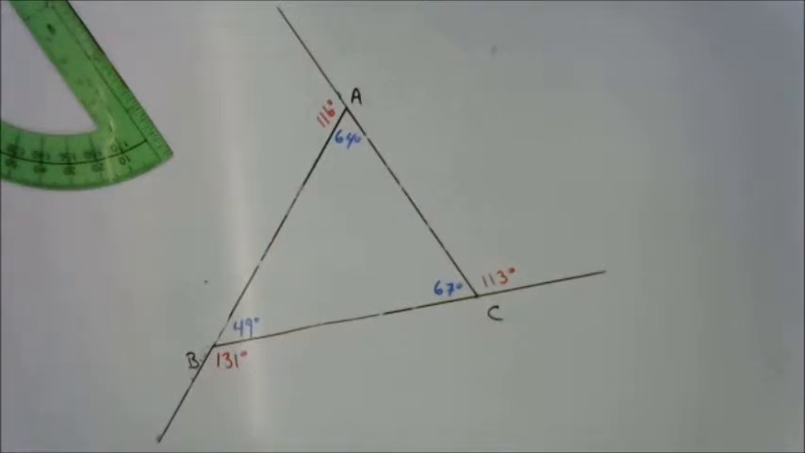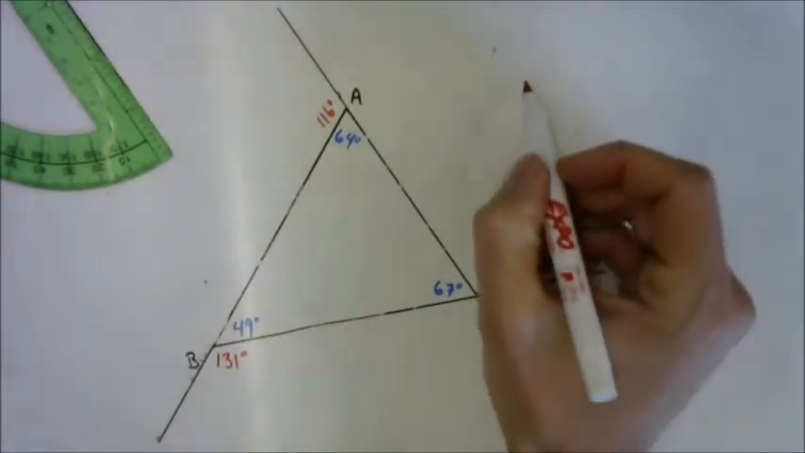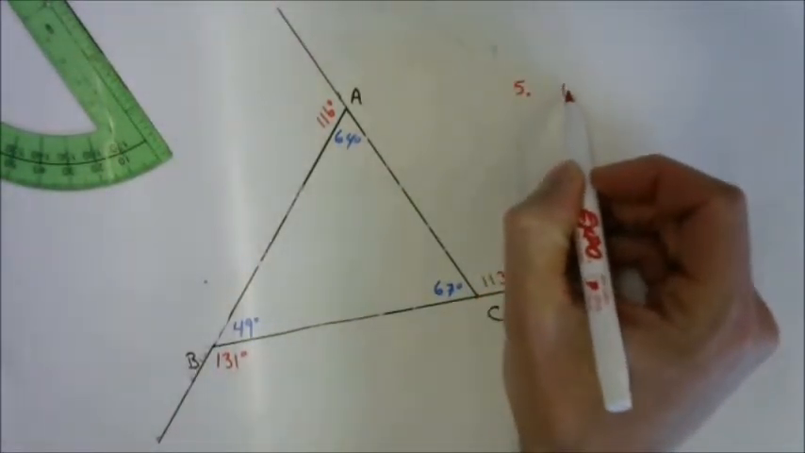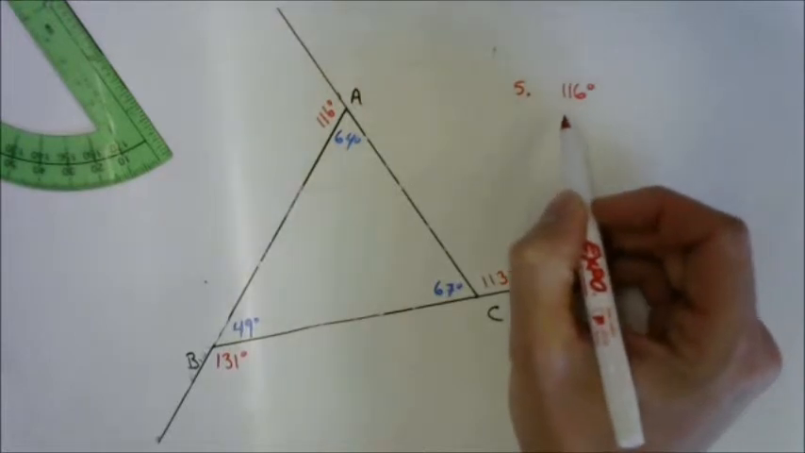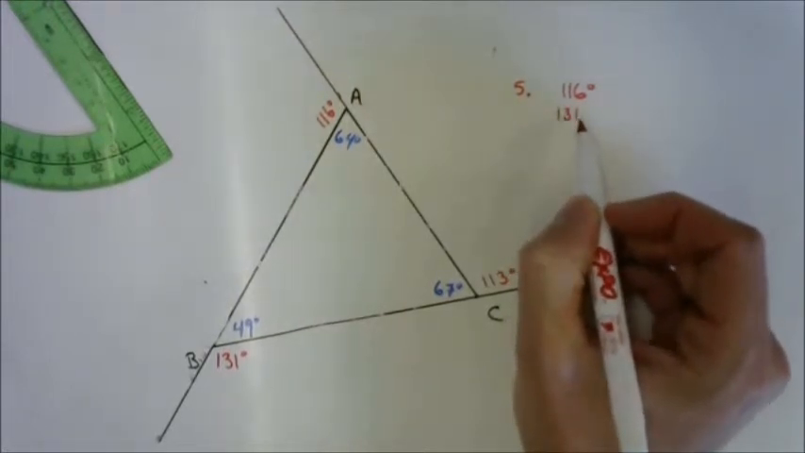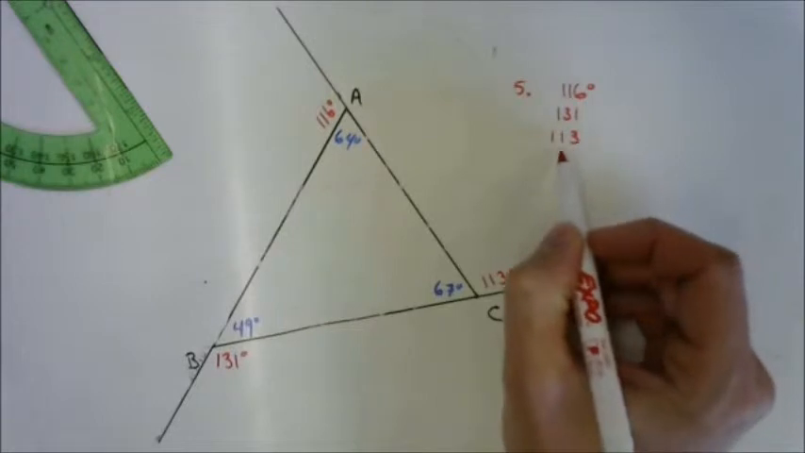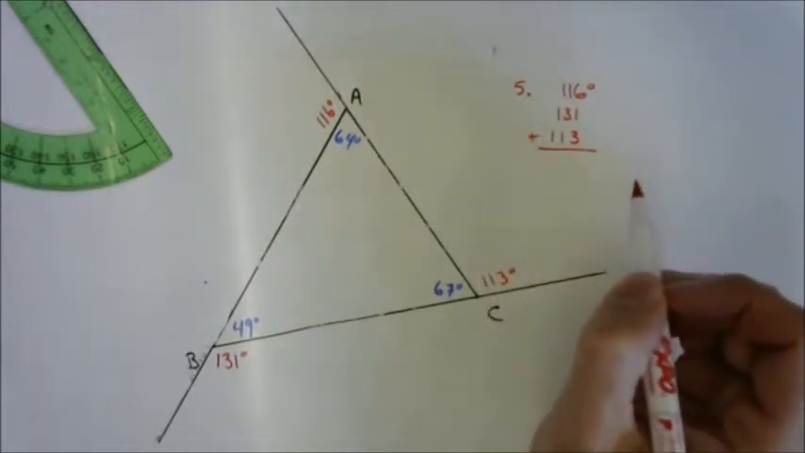How are we doing on that step? So we have measured each exterior angle. We recorded the measurement on the diagram, and step 5 says find the sum of the exterior angles. What does that mean? In number 5, we're taking our exterior angles. I've got 116, 131, and 113, and we're adding those up.